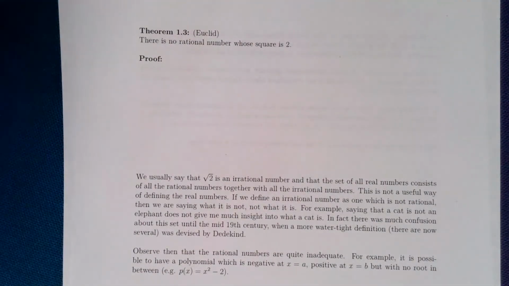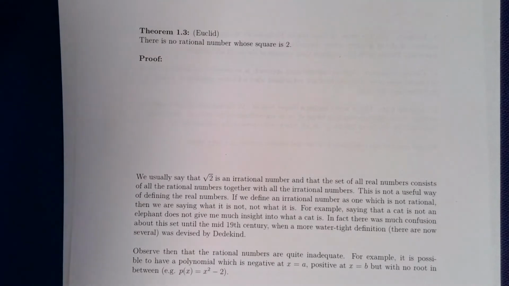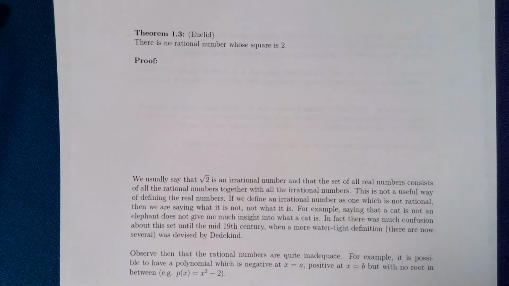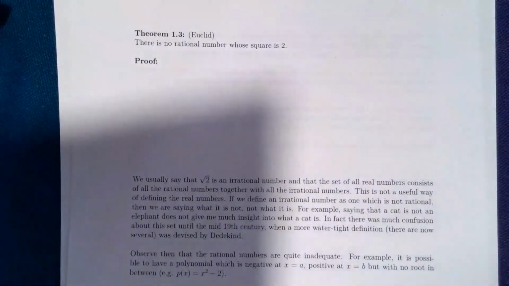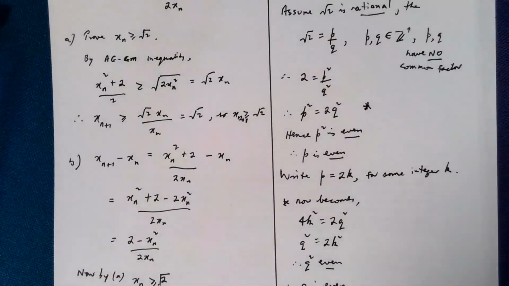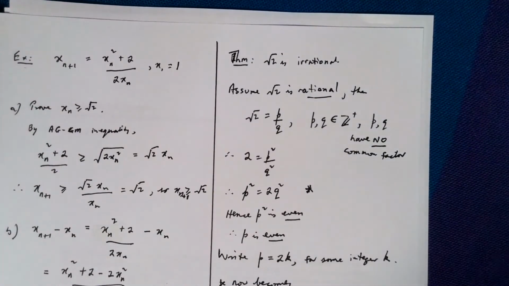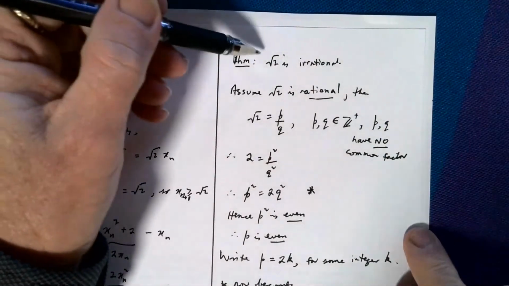And that is, we're going to prove that root 2 is irrational. You have to bear with me for a second while I find my proof of this one. Here we are. So we're going to prove there's no rational number whose square is 2. That is, root 2 is irrational. You may have seen this proof before, but it's such a beautiful proof I wanted to go through it with you again. So we do it by contradiction.